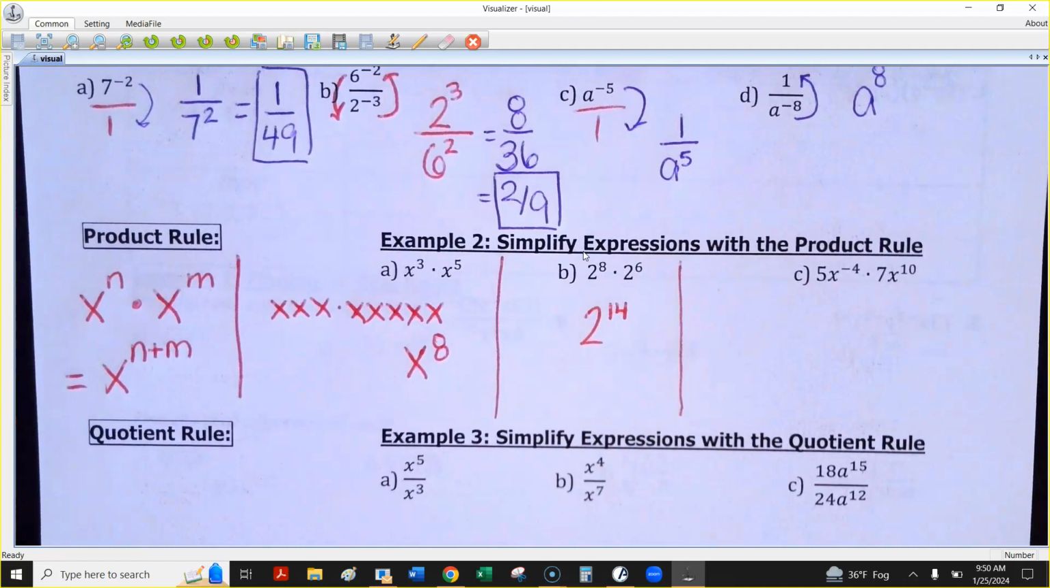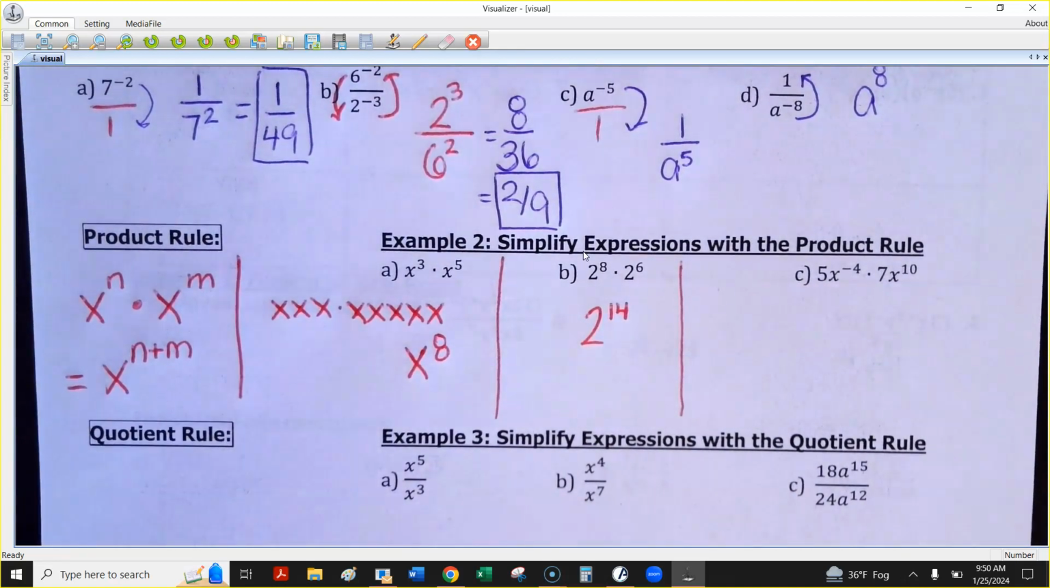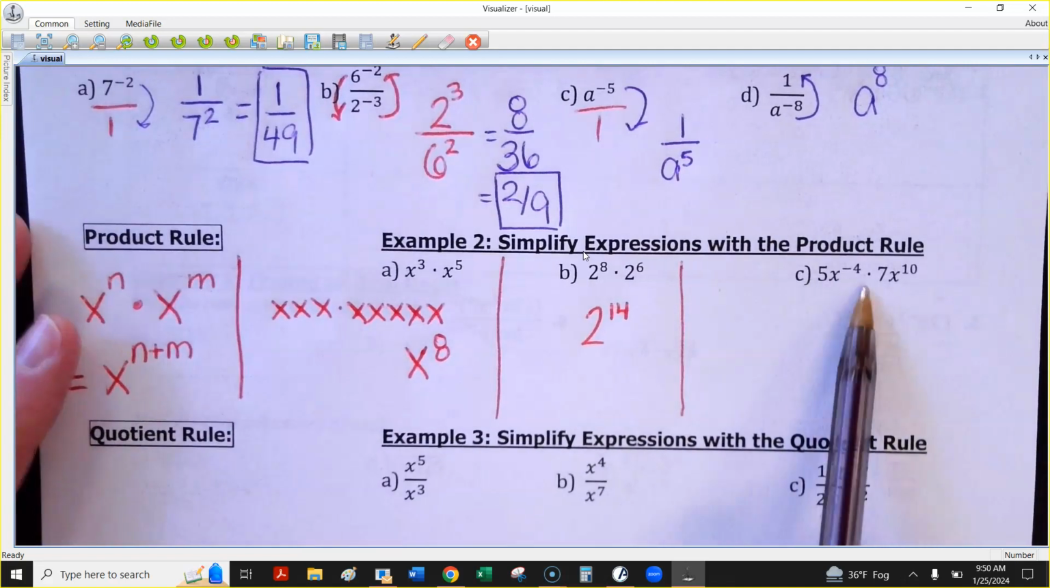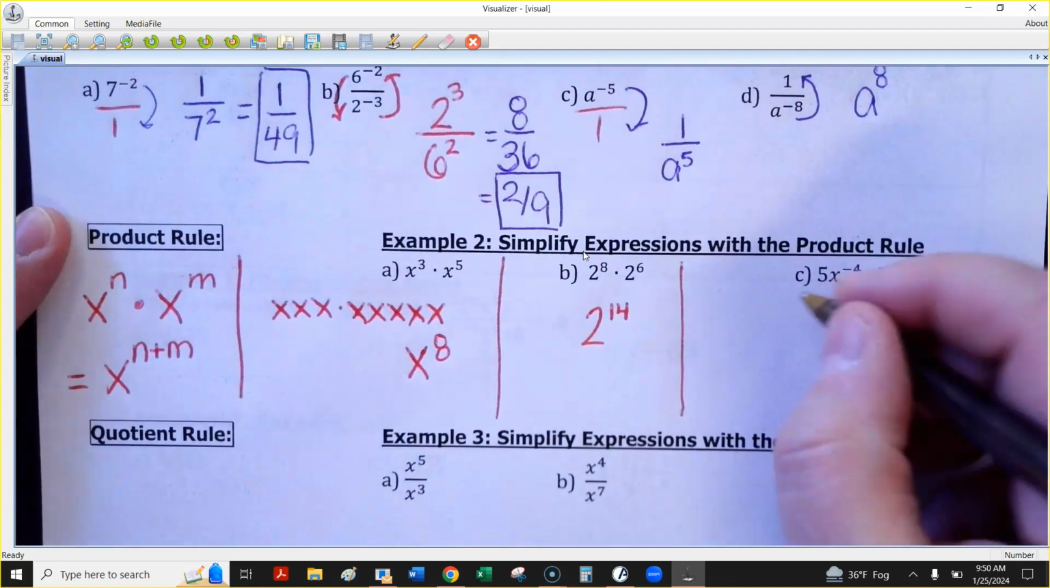Okay, now my last one is super mean. I have 5x to the negative 4th times 7x to the 10th. Okay, what do I do with the 5 and the 7 in that problem? Do you guys know? Yes? You just multiply them. Okay, I about had a heart attack. So just multiply the numbers. So literally 5 times 7 is 35.